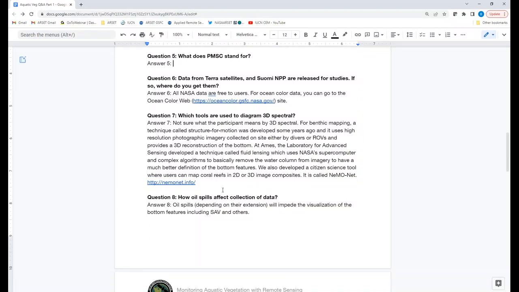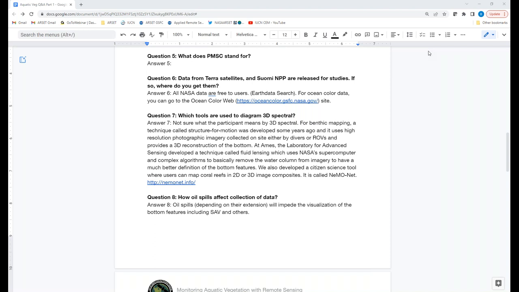Number six: Are data from Terra satellites and Suomi NPP released for studies? If so, where do you get them? First, all NASA data are free, and that's also the case for most of the European Space Agency data as well. From Suomi NPP, I believe the person would be more interested in the VIIRS data, most likely for ocean color data, and for both Terra, Aqua, VIIRS, etc. A good starting point is to go to the Ocean Color website there, and you can do a search there, make a request, and download it.